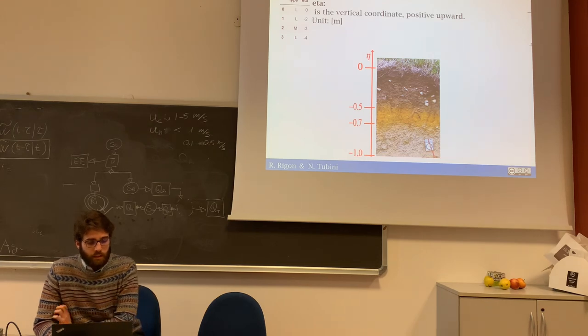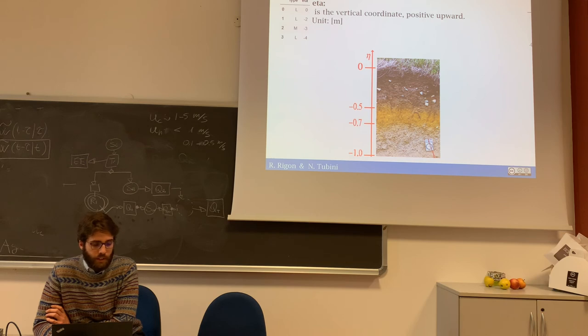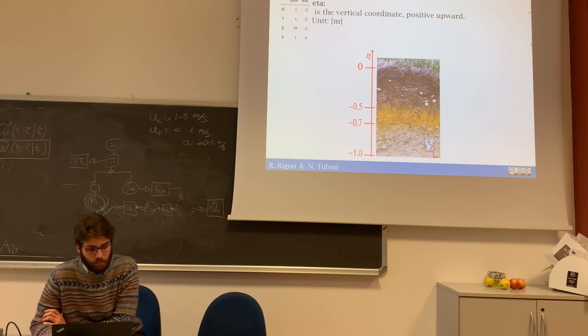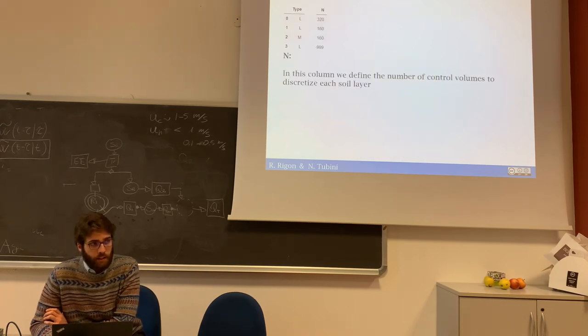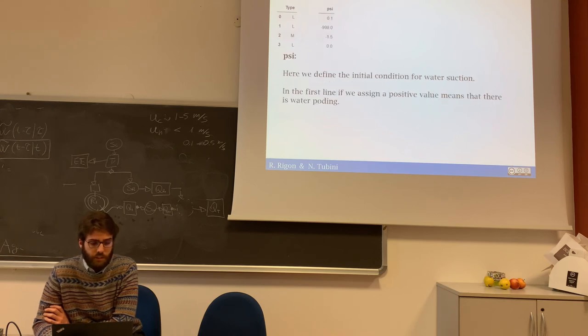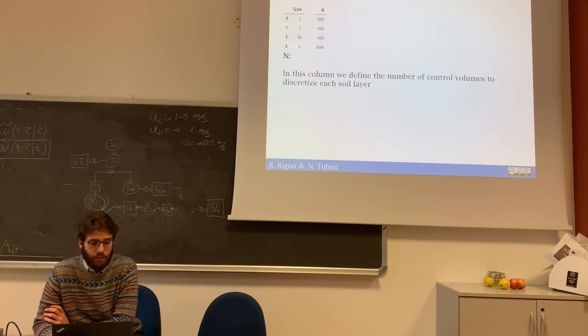Eta is the vertical coordinate, positive upward, and it defines the depth of your layer or measurement point. N is the number of control volumes into which you want to divide each layer of your domain. Here, for example, the first layer has 320 control volumes. But this value can be changed as you like.